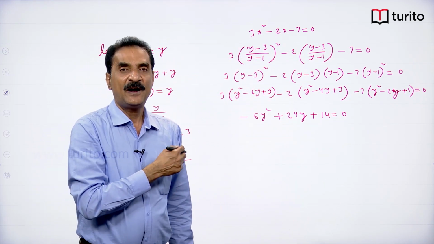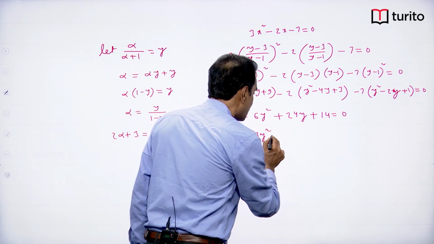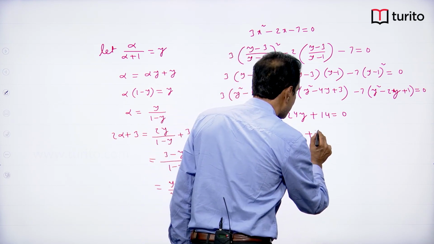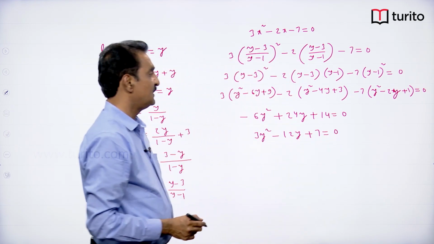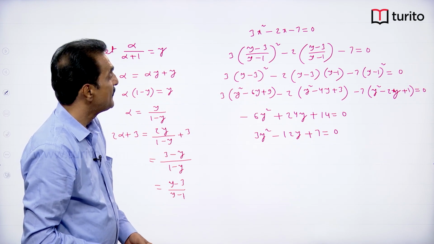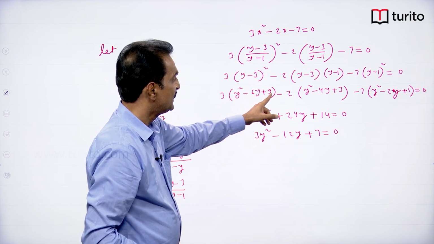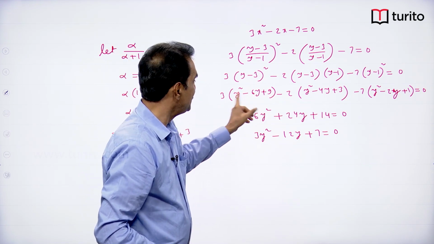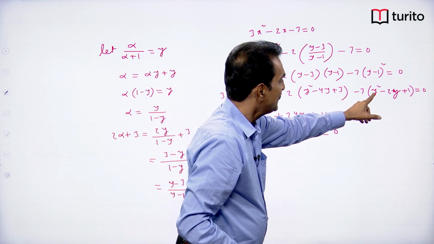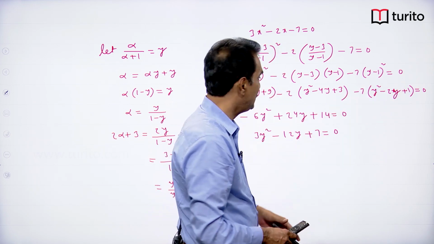Now you divide by minus 2, then 3y square minus 2y plus 7 is equal to 0. Okay. Is this correct? Let us check. Minus 18y plus 8y is minus 10y, minus 10y plus 14y will be 4y.